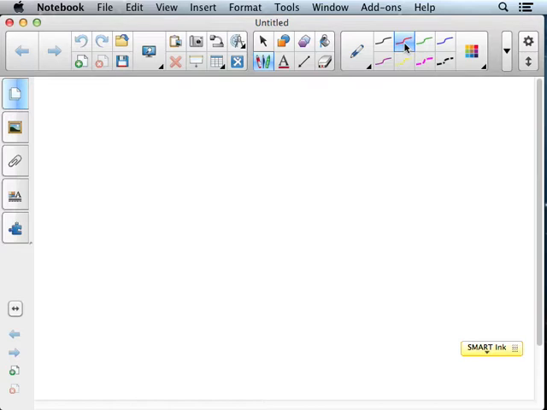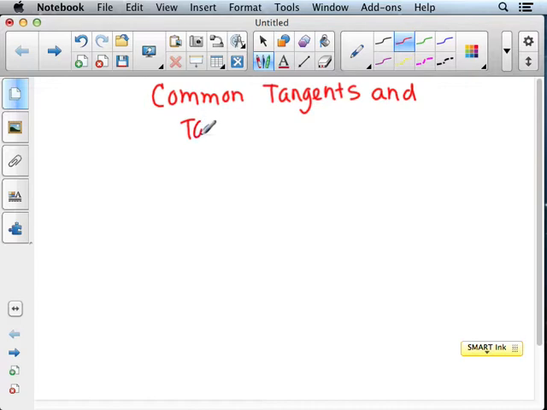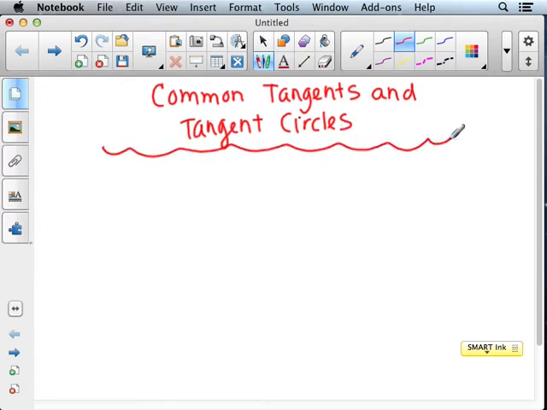So these notes are called common tangents and tangent circles. First we're going to look at common tangents. There's two kinds of common tangents. We've got internal common tangents and external common tangents.